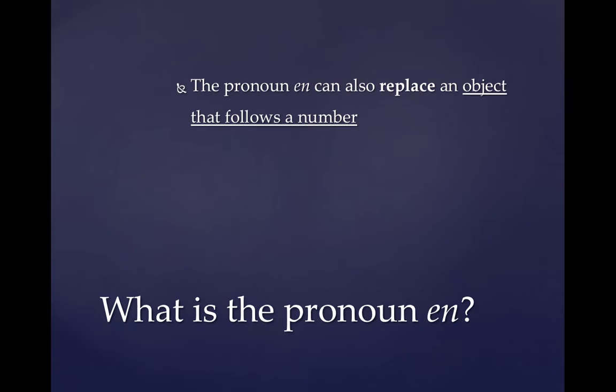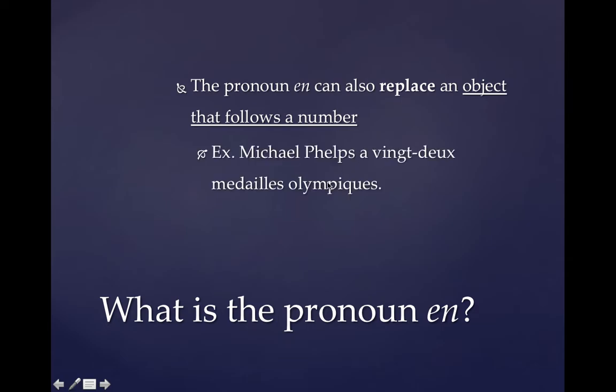The pronoun en can also be used to replace an object that follows a number. But if you're talking about an expression of quantity like beaucoup de, or a number like 1, 2, 3, 4, you always keep that number, you only replace the object. So for example, you could say Michael Phelps a 22 médailles olympiques. So in this case, it only replaces the object that follows the number. We don't get rid of the number itself because otherwise what's the point of the sentence? So then I could say Michael Phelps en a 22.